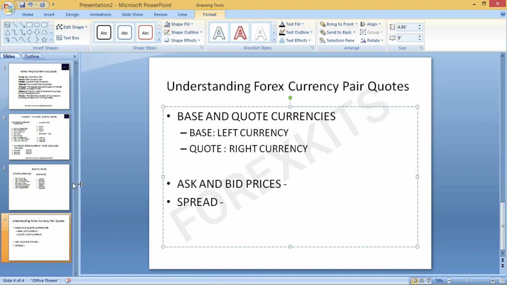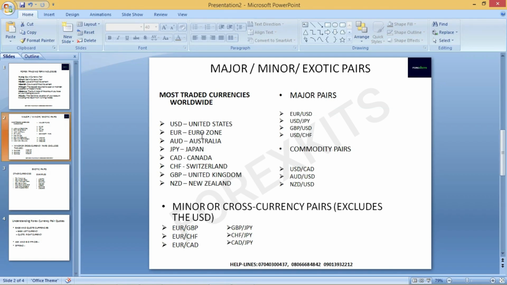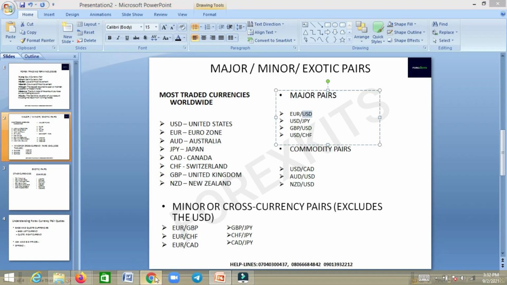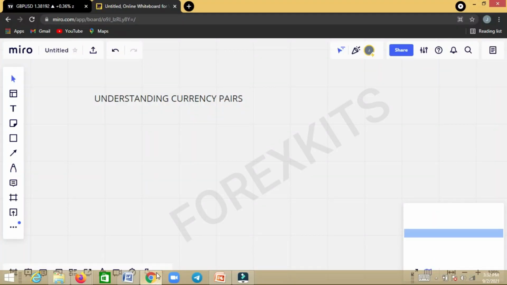Okay, so if we go back to the examples that we had, you'd see EUR/USD, right? That means that Euro is the currency to your left, that's the base currency. USD is the currency to your right, and that's the quote currency. And just like the name says, base and quote currencies. Let me just write that out.